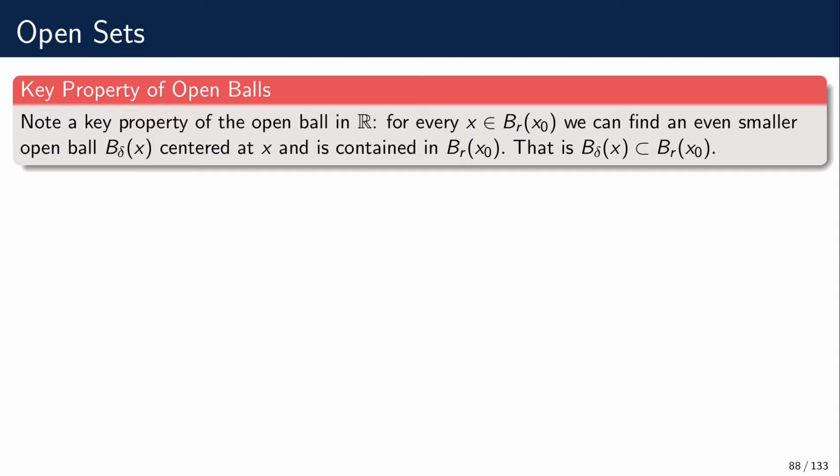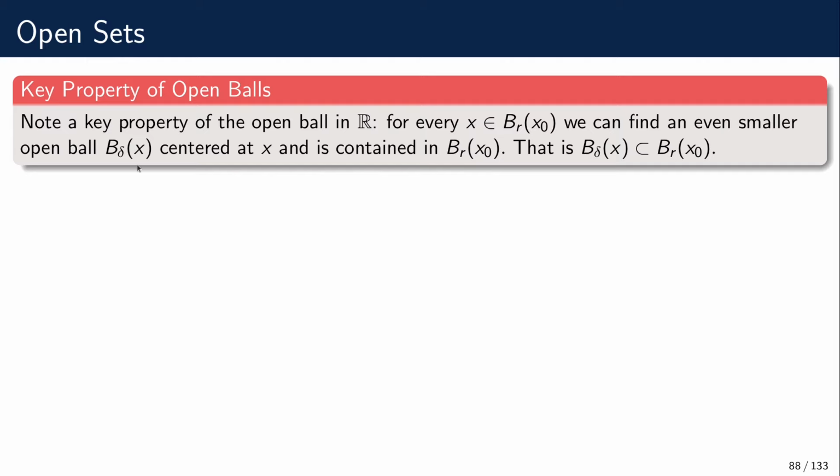So for now, suppose that we're still in R. Let's see what are the key properties of those open balls in R, but in fact they hold for any metric space. What we see here is that for every point x in this open ball, which is in fact just an open interval, we can find an even smaller open ball that is centered at x and is contained in this original ball.